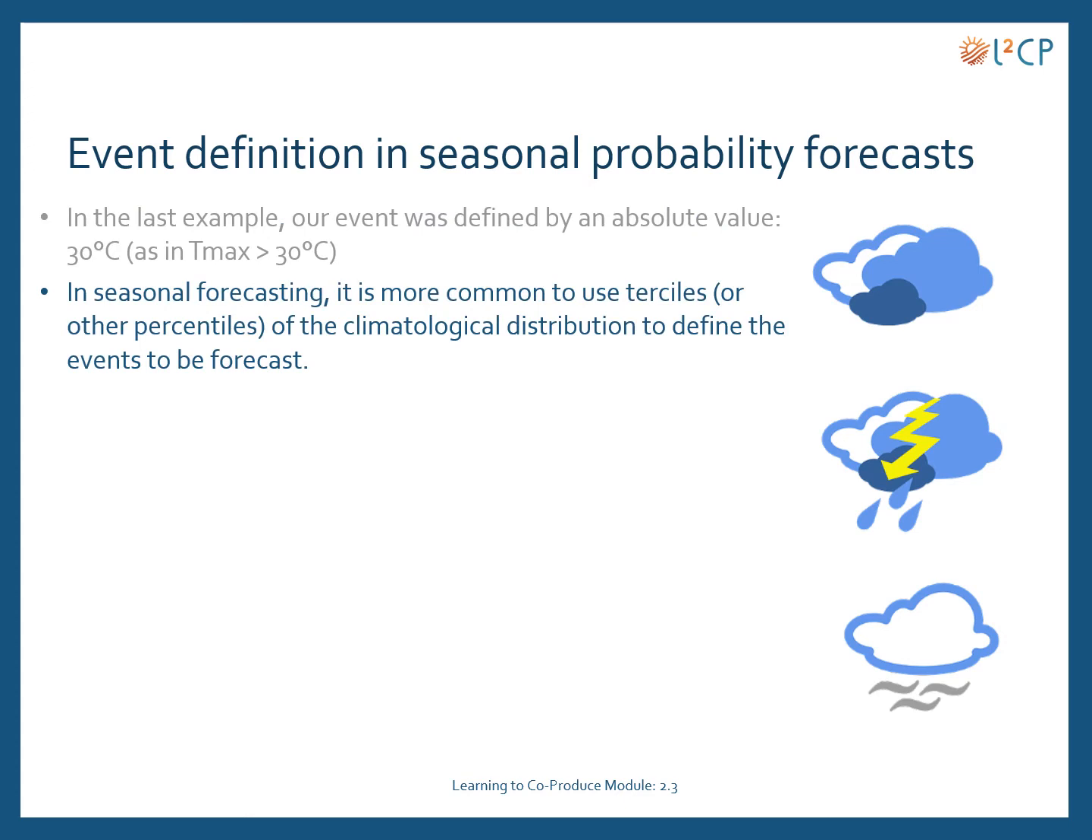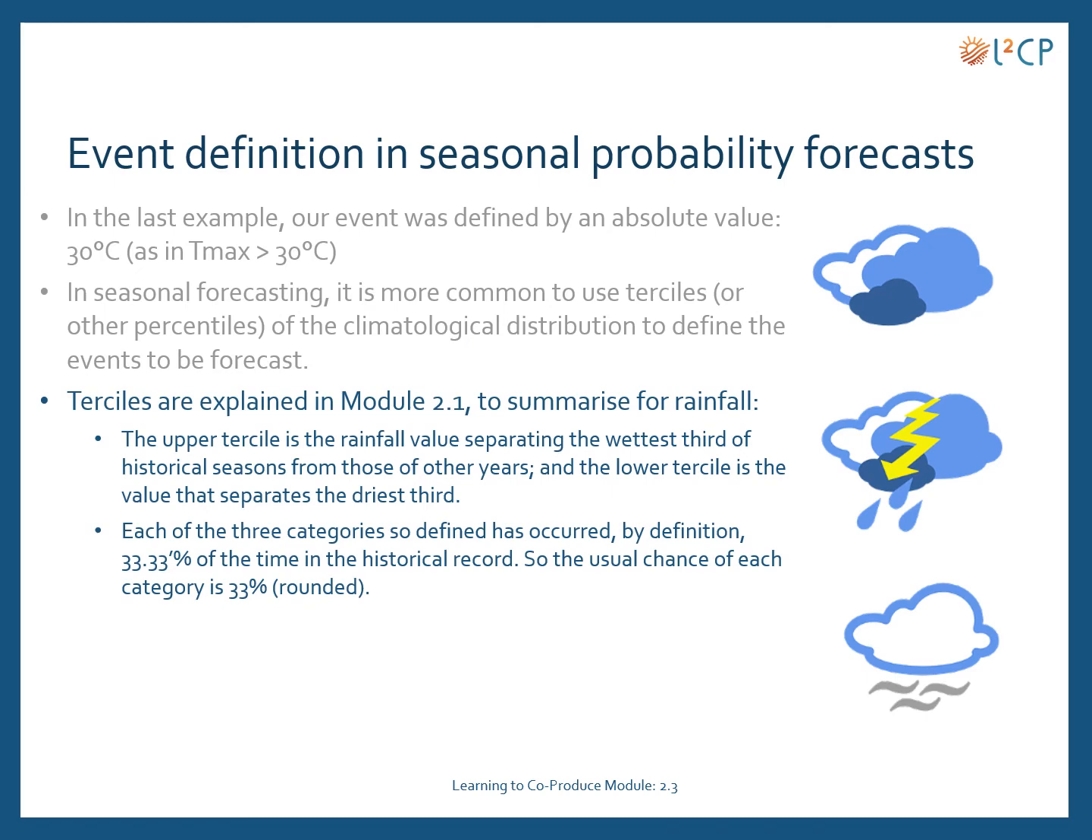In contrast, in seasonal forecasting, it is more common to use terciles or other percentiles of the climatological distribution to define the events to be forecast. Although absolute thresholds of interest to stakeholders are now increasingly used, tercile-based forecasts are still universal. Terciles have been explained in Module 2.1.